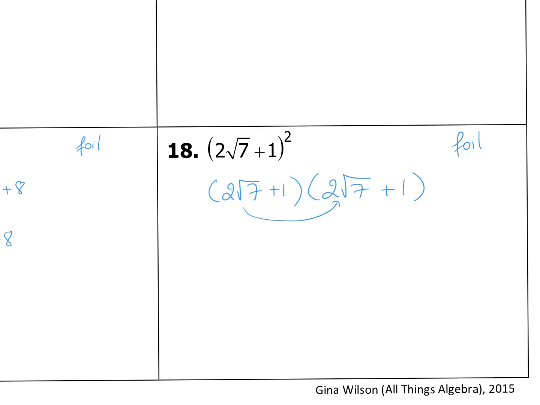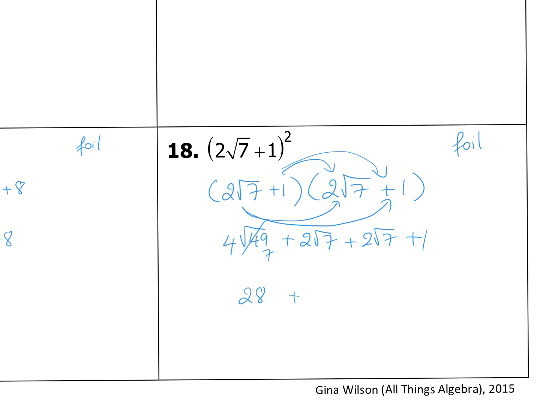This one you will end up with 4 square root of 49. You have 2 square root 7, adding 2 square root 7. 1 times 1 is 1. Square root 49 is 7, so 4 times 7, 28, plus 4 square root 7, adding 1. So you're ending up with 29 plus 4 square root of 7.